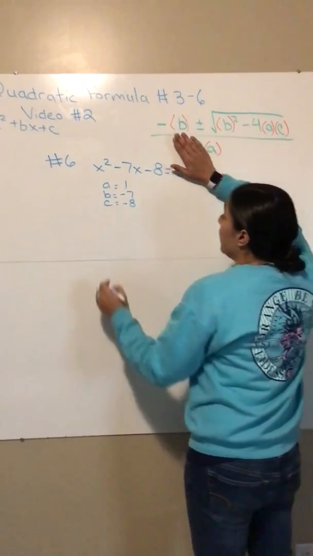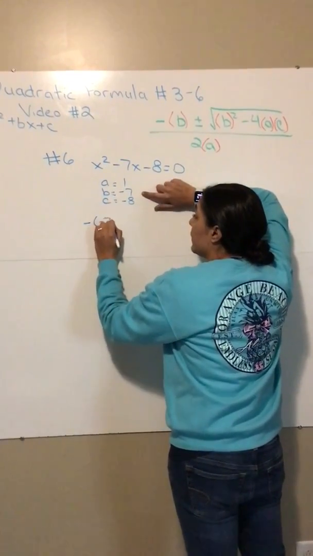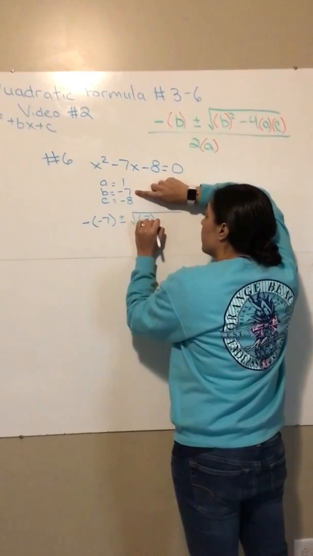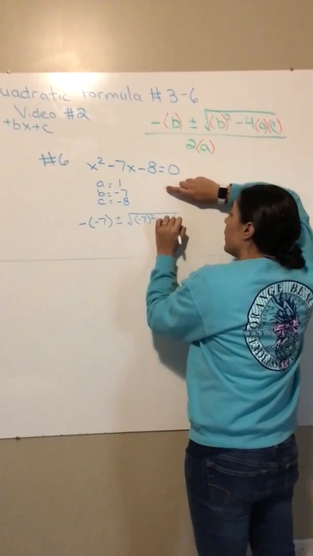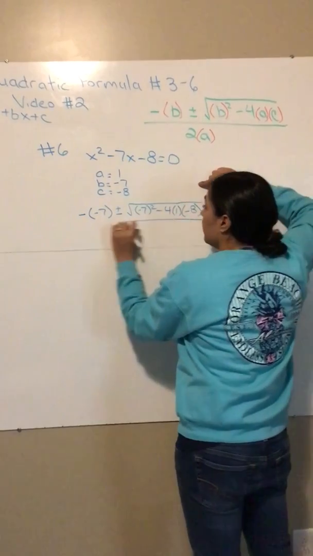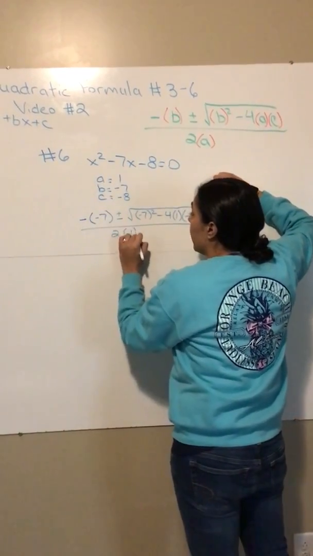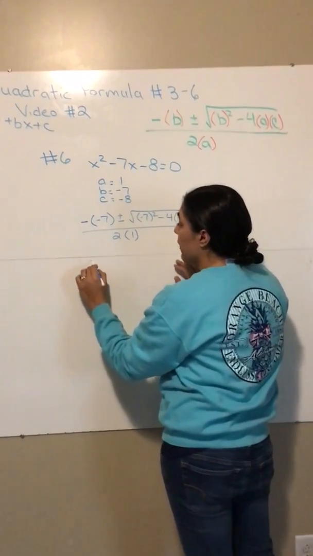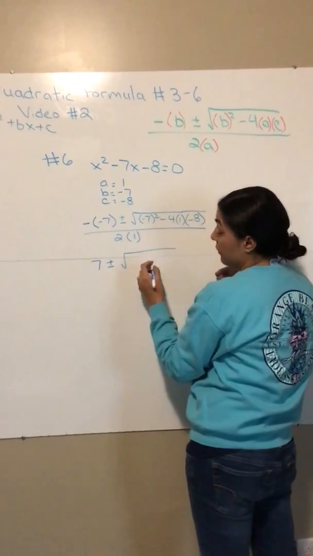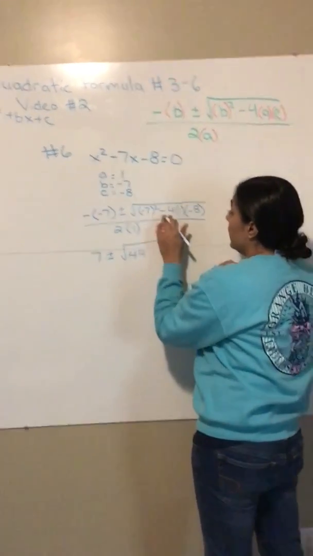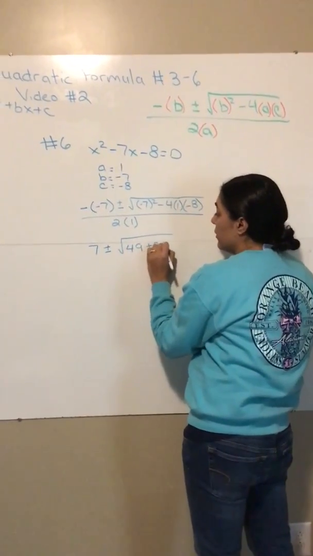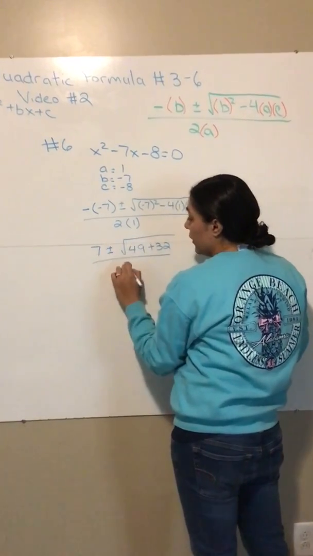Okay, and we're ready to start plugging in our formula. So you got negative B, which is negative 7, plus or minus the square root of B squared, so negative 7 squared, minus 4 times our A, which is 1, times our C, which is negative 8, all over 2 times our A, which is 1. Okay, so you got a negative, that's just going to be a positive 7, plus or minus. And you got negative 7 squared is going to be 49. And then you got negative 4 times 1 times negative 8 is going to be positive 32, all over 2 times 1 is 2.